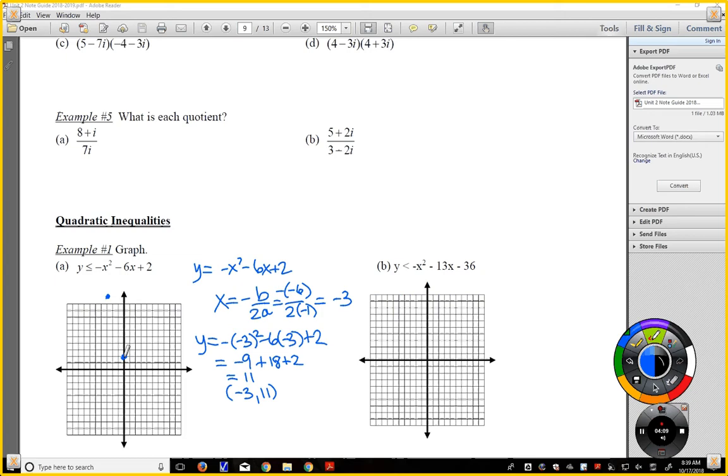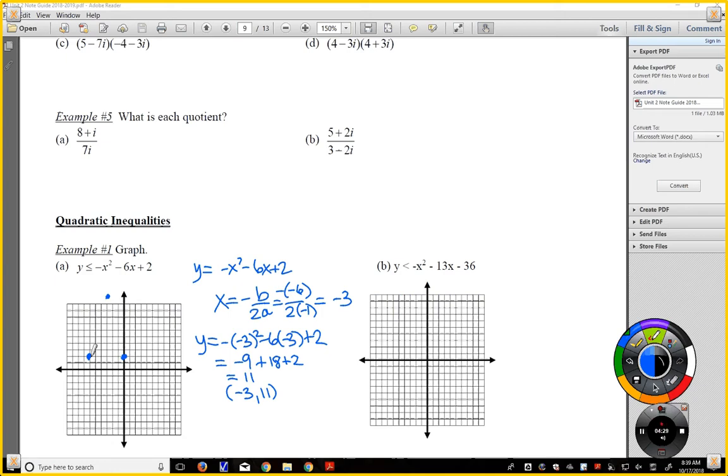And then we also know there's a point symmetrical on the other side of the axis of symmetry with that. So that point was 3 away horizontally on the right. I'm going to draw the same point 3 away on the left side. And then I have some points that I can graph the parabola. And again, this one is a solid graph because our inequality says equal to.